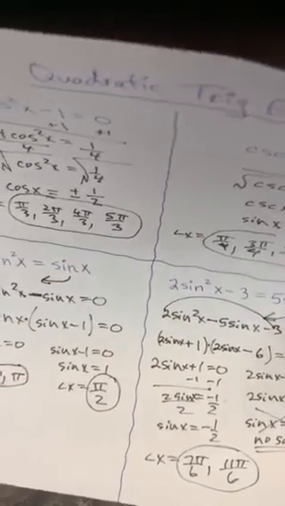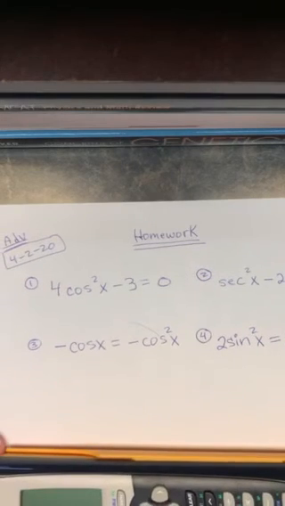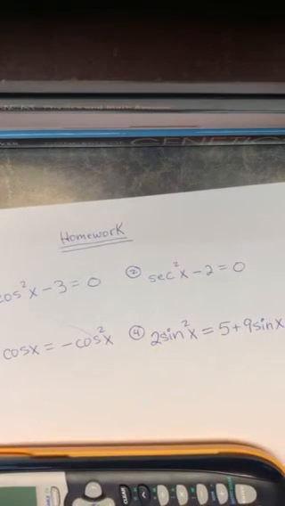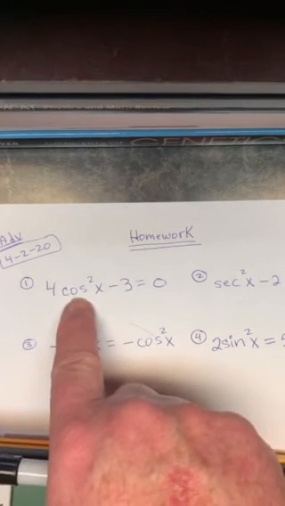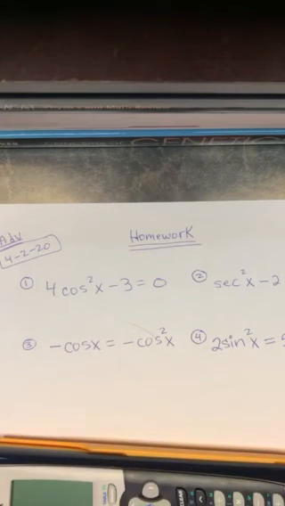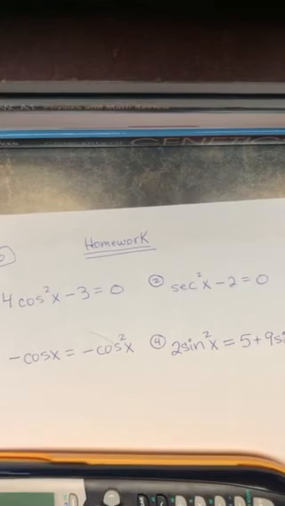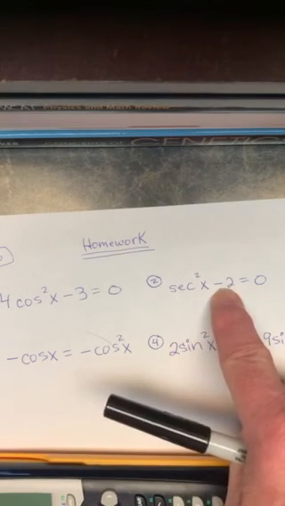Those 4 problems will now be mimicked on your assignment, which would be these 4 problems right here. Let me put them out here for you. So due on Friday, April 3rd, would be these 4 problems here. Number 1, 4 cosine squared of x minus 3 equals 0. Problem number 2 just says secant squared of x minus 2 equals 0.